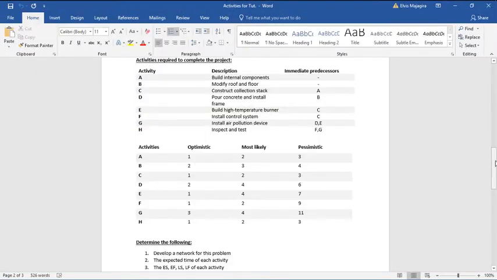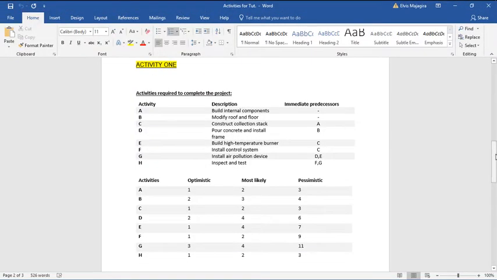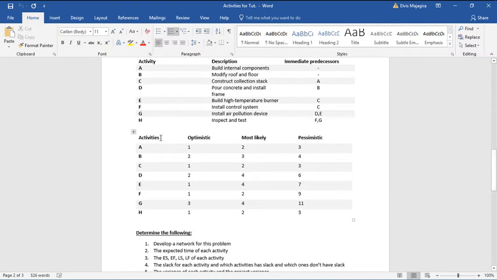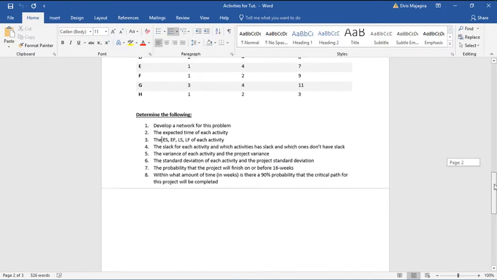This is our activity. Activity 1. You have this activity and you have the memo for this activity. Here we have our activities, the descriptions of our activities, and the immediate predecessors. We are given the optimistic time for each activity, the most likely time, and the pessimistic time. Then we have our questions.